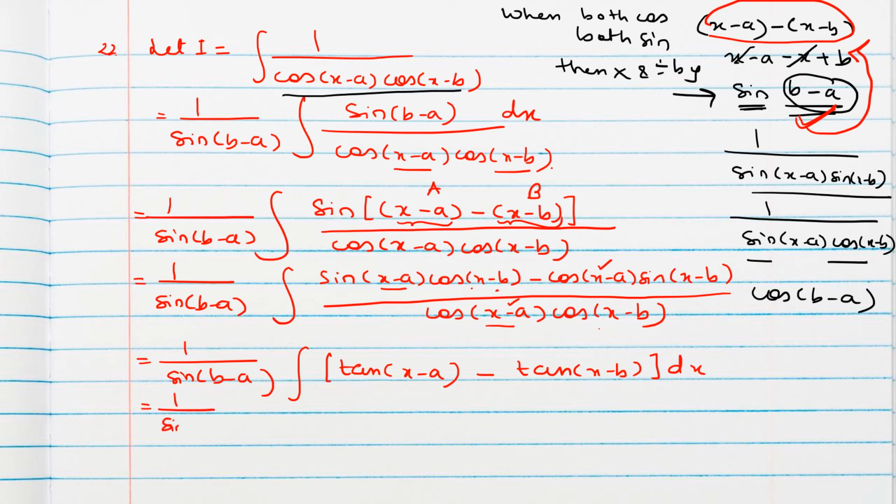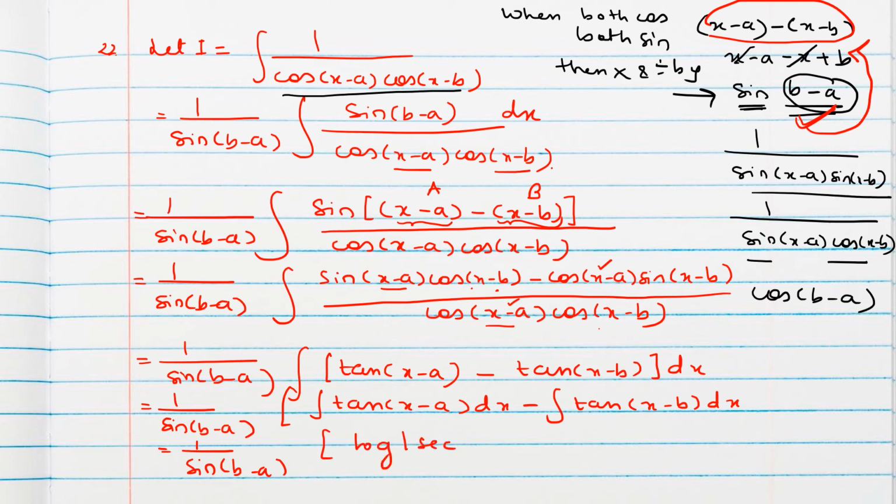So 1 by sine of b minus a, integral tan of x minus a we can separate, isn't it? Minus integral of tan x minus b. So for this we have direct formula that we can apply, log of mod sec x minus a, okay, then minus log of sec x minus b plus c.